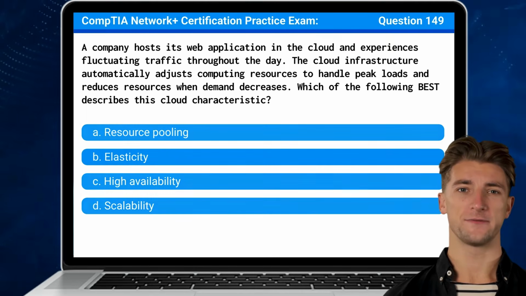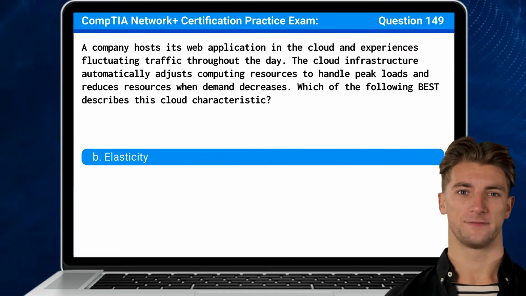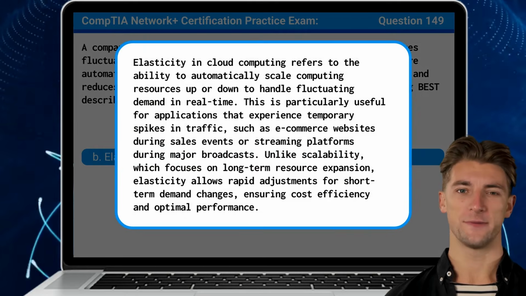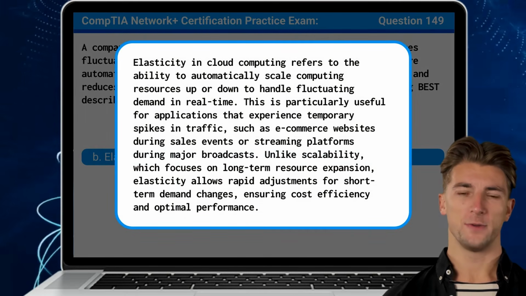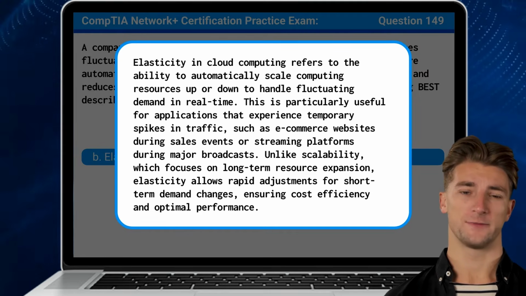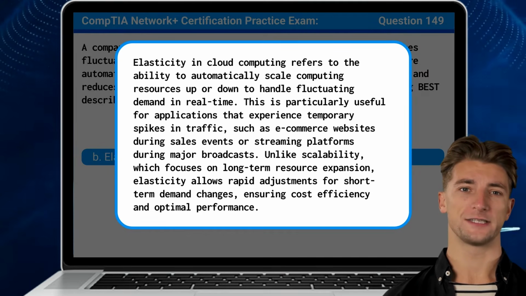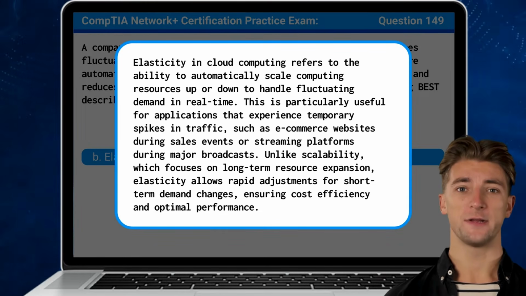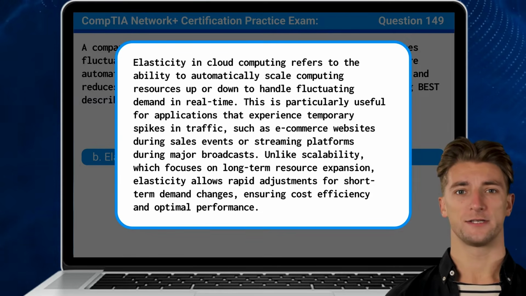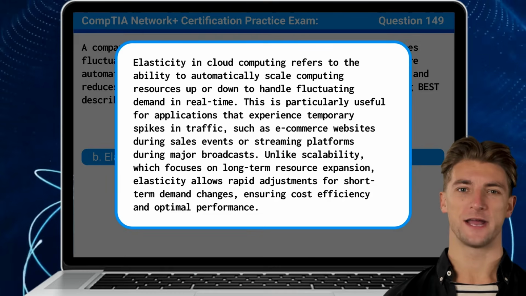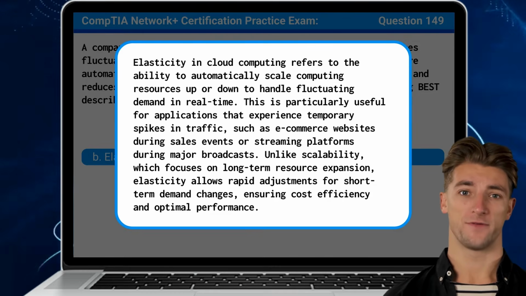The answer is B. Elasticity. Elasticity in cloud computing refers to the ability to automatically scale computing resources up or down to handle fluctuating demand in real time. This is particularly useful for applications that experience temporary spikes in traffic, such as e-commerce websites during sales events or streaming platforms during major broadcasts. Unlike scalability, which focuses on long-term resource expansion, elasticity allows rapid adjustments for short-term demand changes, ensuring cost efficiency and optimal performance.